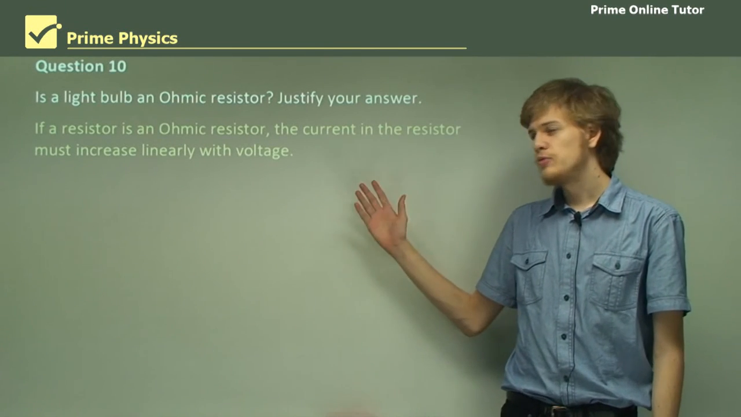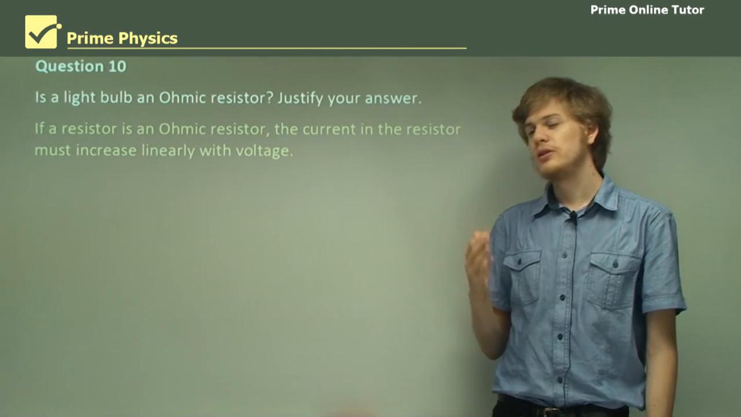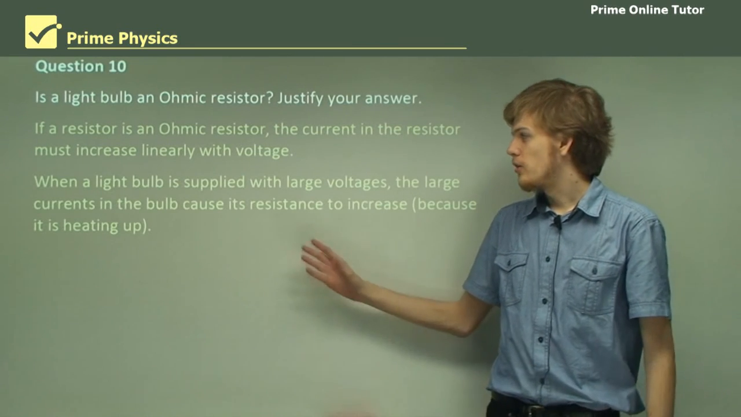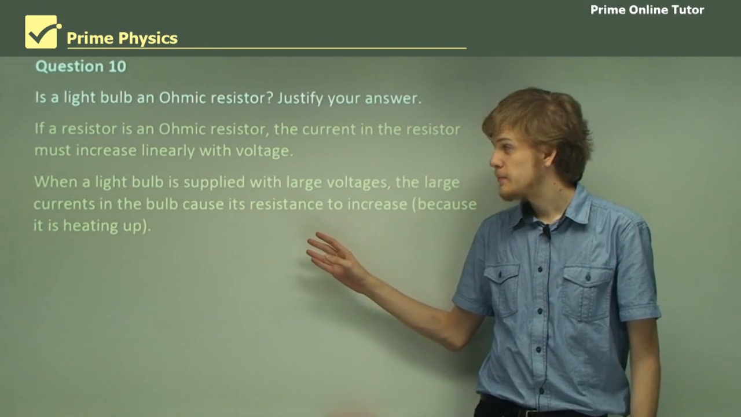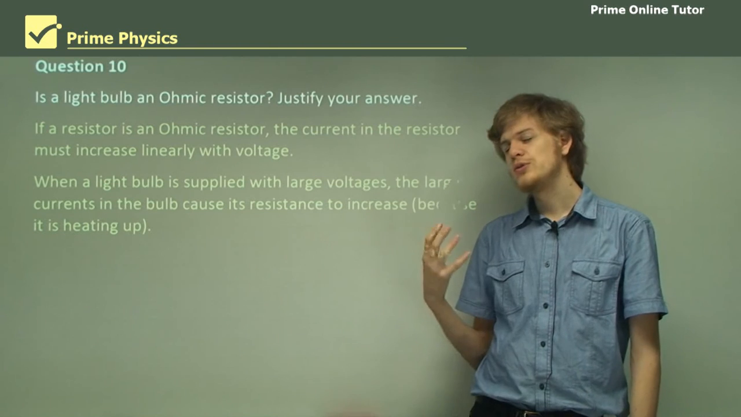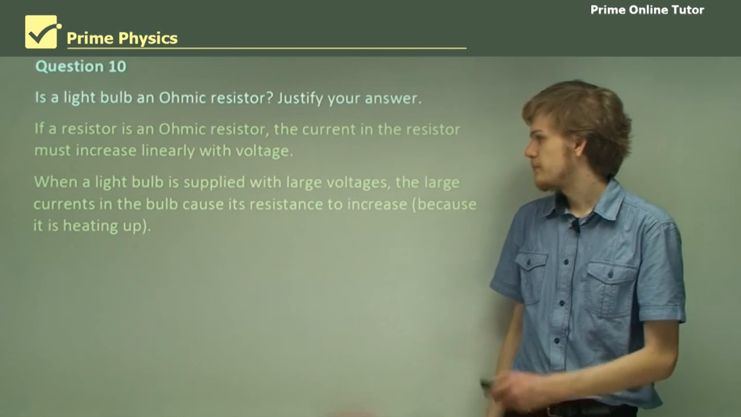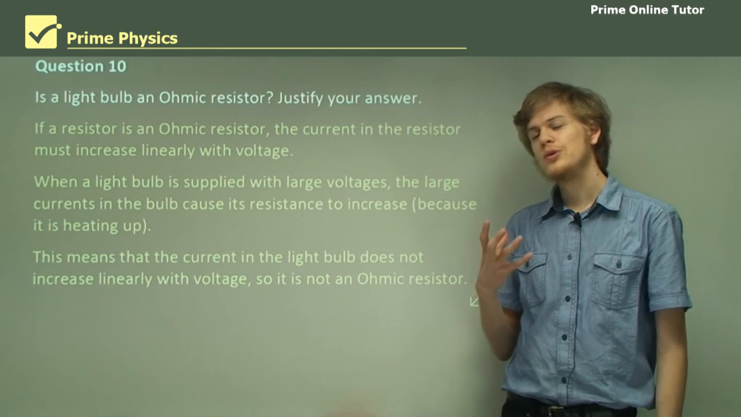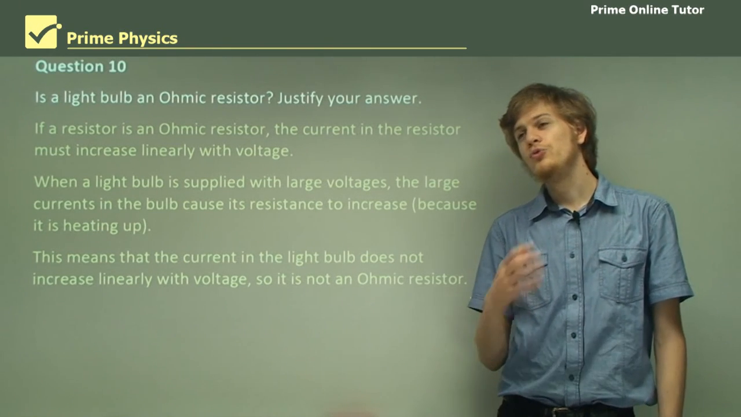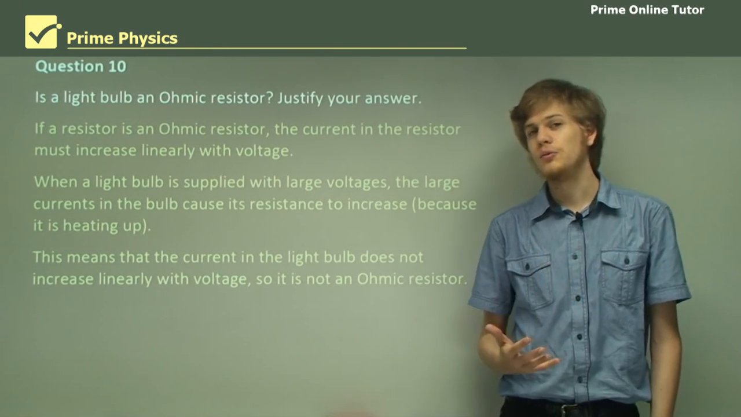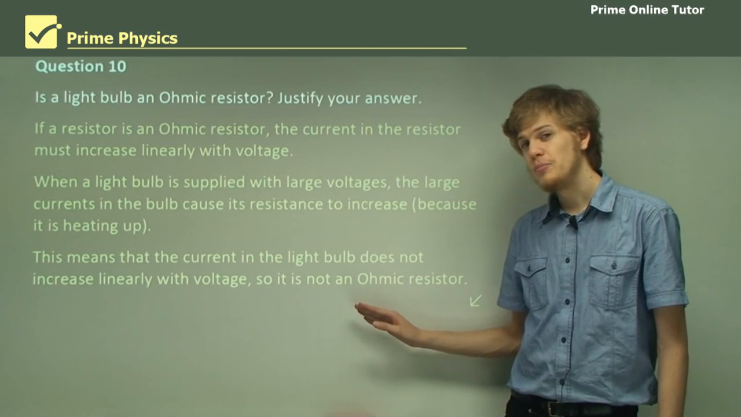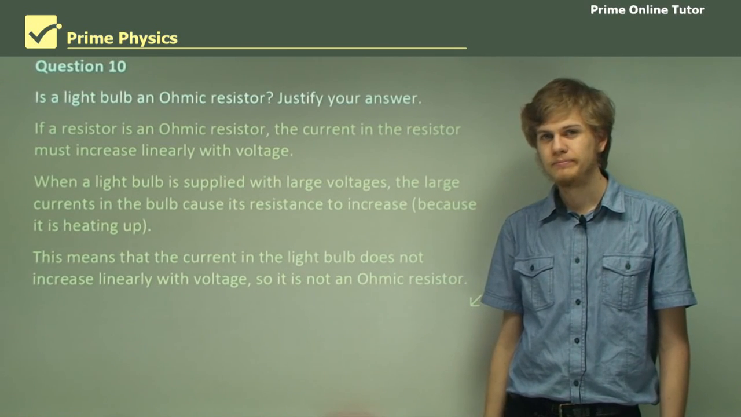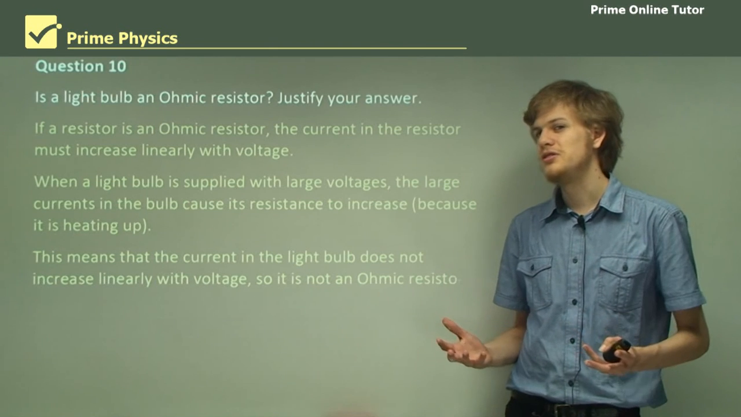If a resistor is an ohmic resistor, the current in the resistor increases linearly with voltage. When a light bulb is supplied with large voltages, the currents in the bulb cause its resistance to increase. And this means that the current in the light bulb will not increase linearly with voltage. It will decrease away from the linear relationship. So a light bulb is not an ohmic resistor, just like most resistors in the real world.